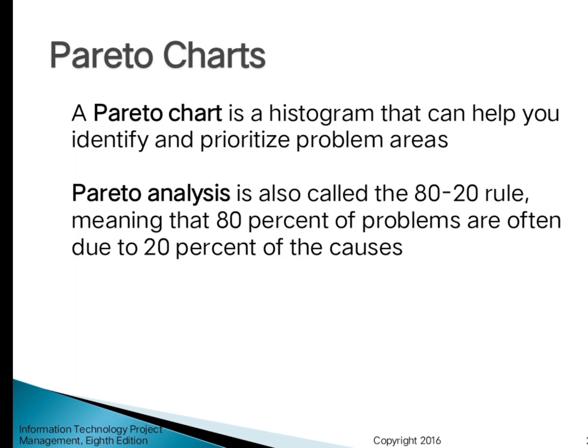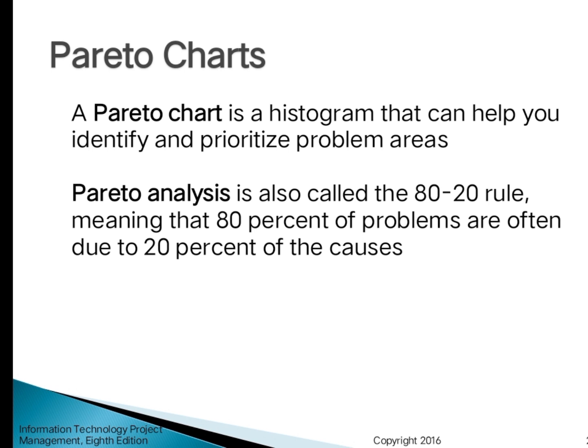Next is the Pareto chart. A Pareto chart is a histogram that can help you to identify and prioritize the problem areas. The Pareto analysis is also called the 80-20 rule, meaning that 80% of the problems are often due to 20% of the causes.